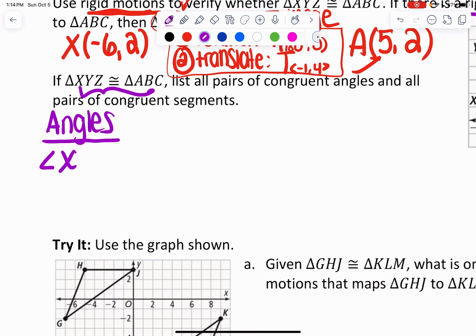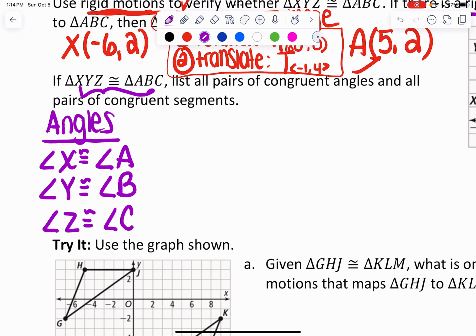Angle X would be congruent to angle A. Then second layers would be angle Y is congruent to angle B. And then finally the last one would be angle Z is congruent to angle C. Okay? And that's because it's a rigid motion. The angles and the segments are preserved.